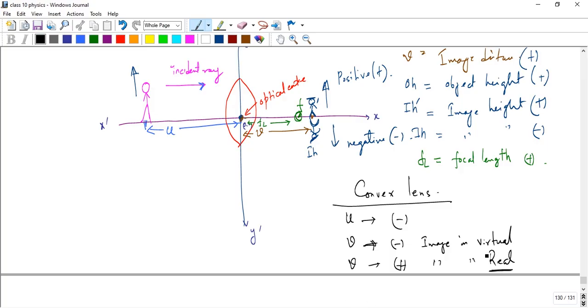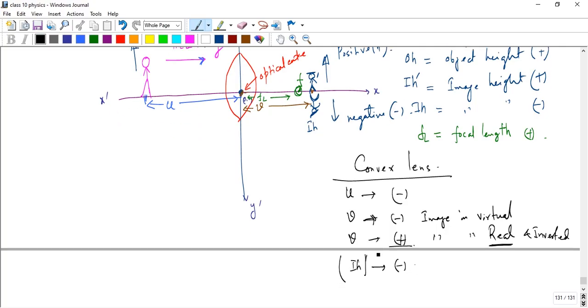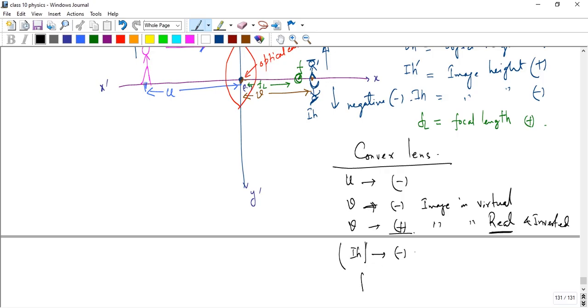So the image is real and inverted. That means v is positive, because the image is behind the lens, and the image height is negative. Clear? And the focal length of a convex lens is always positive.